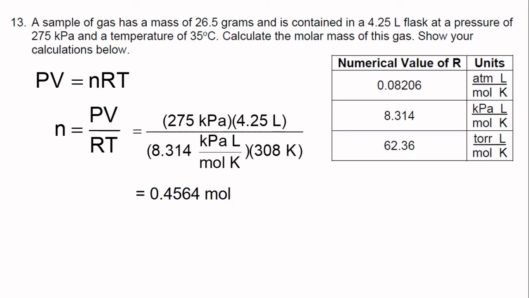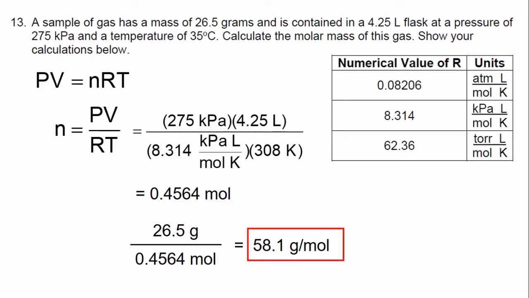I included an extra digit for precision, but we're not quite done because it says calculate the molar mass of the gas. Molar mass is grams divided by moles. So 26.5 divided by 0.4564. Our final answer is 58.1 grams per mole. And that was it. We're not going to be identifying the formula of that gas, but the molar mass is 58.1.